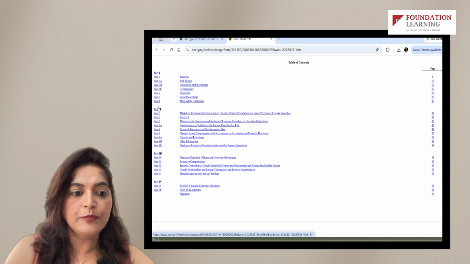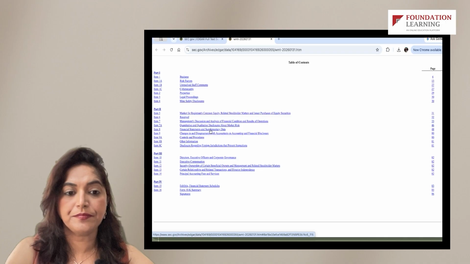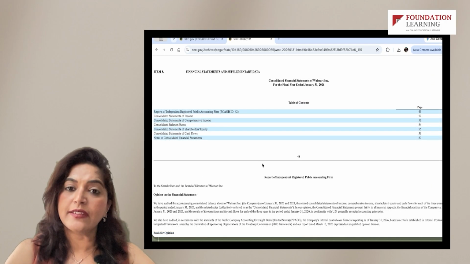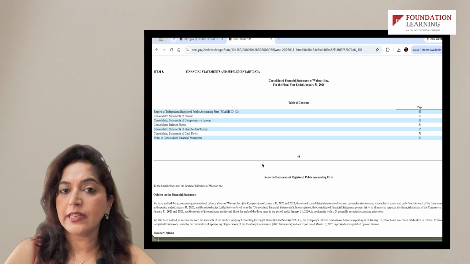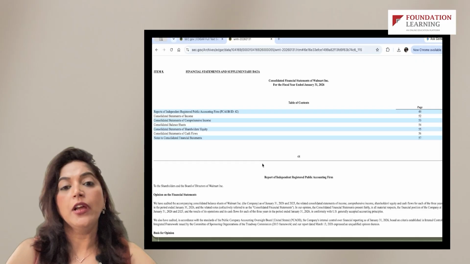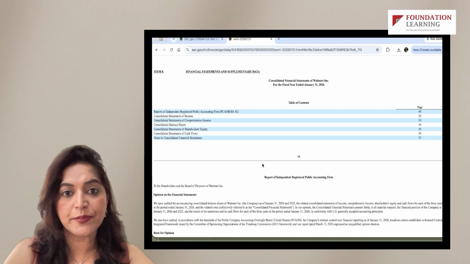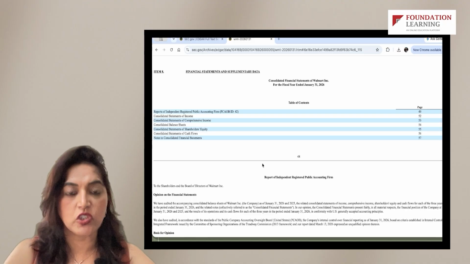As you can see, Part 2, item number 8 is financial statements and supplementary data. Those of you who are listening to this lecture via a mobile phone, for this particular lecture I would suggest that you look at it from a laptop, because the fonts are small and you might not be able to understand everything which I am projecting.